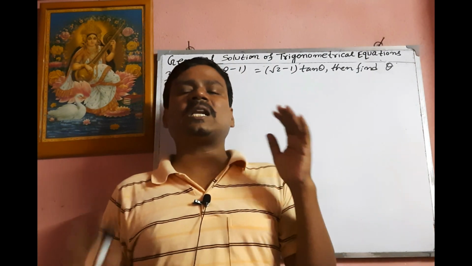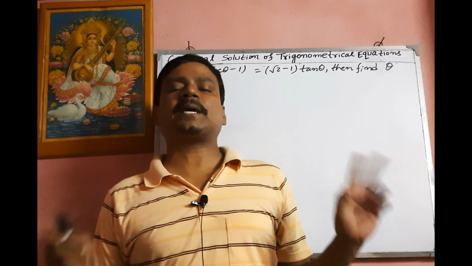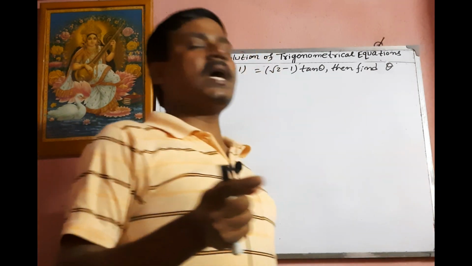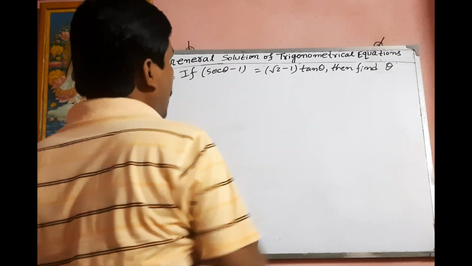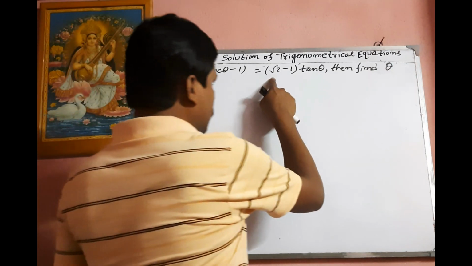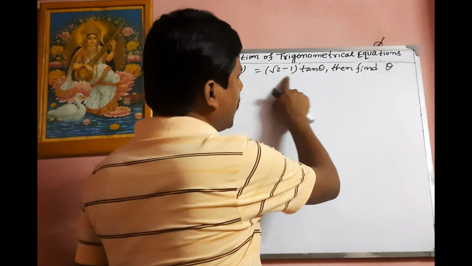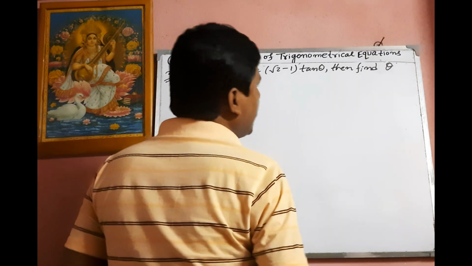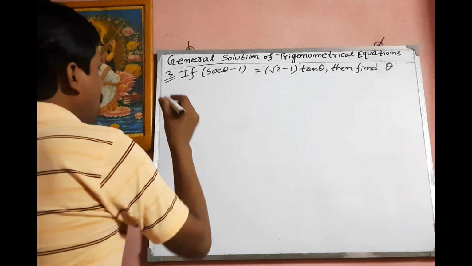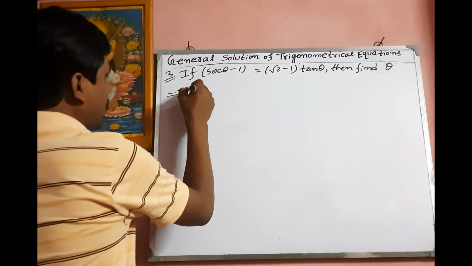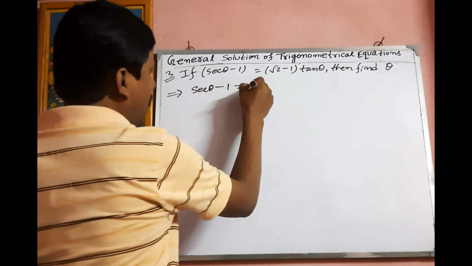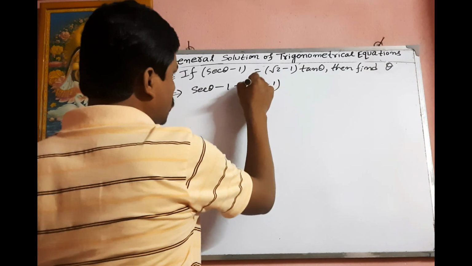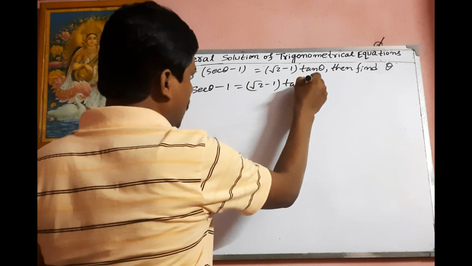We are discussing the last and the final example of the day. The final example of the day is: if sec theta minus 1 is equal to root 2 minus 1 times tan theta, then find theta. So by the given information we can write sec of theta minus 1 is equal to root 2 minus 1 times tan of theta.